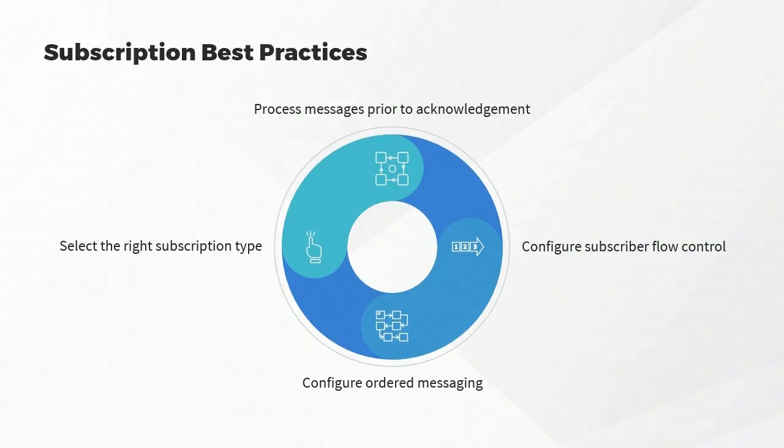Ordered messaging is important for event architectures. If you're not really worried about the order in which messages get processed, you don't have to worry so much about this, but it does affect certain architectures or business practices that you may be trying to follow. So that's a little bit about subscribers and publishers and some of their best practices.